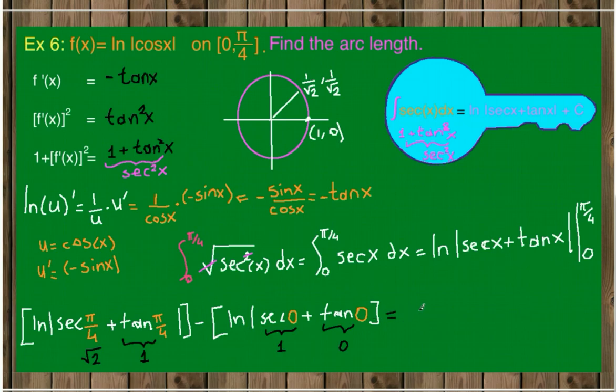So if we simplify, we're going to get ln of root 2 plus 1, minus ln of 1 plus 0, which is ln of 1. Knowing the logarithmic rules, we know that ln of 1 is equal to 0. So our final answer is ln of root 2 plus 1 for this question. Let's go to the next example.